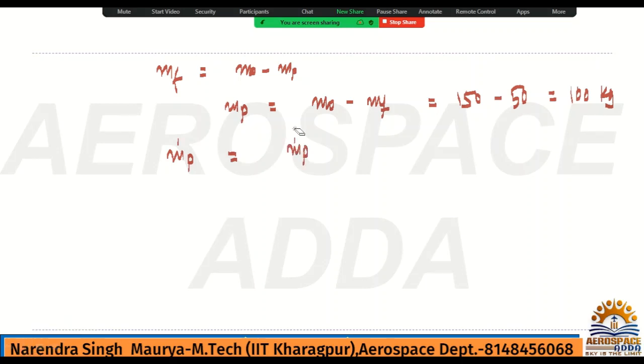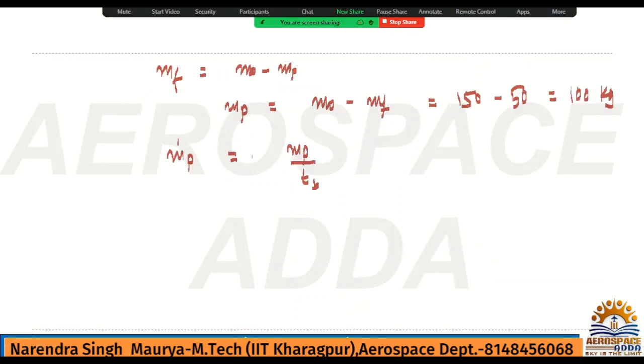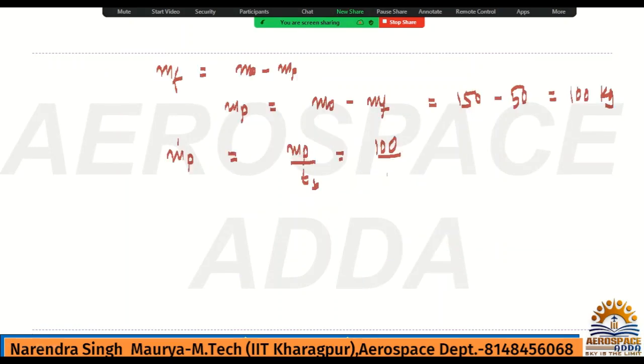It is m_p divided by the burning time of the propellant. It's not burn rate, it's burning time, both are different. So m_p divided by t_b: m_p is 100, and the burning time they have given is 10 seconds. Now it is the burn mass flow rate of the propellant, so it is 10 kg per second.